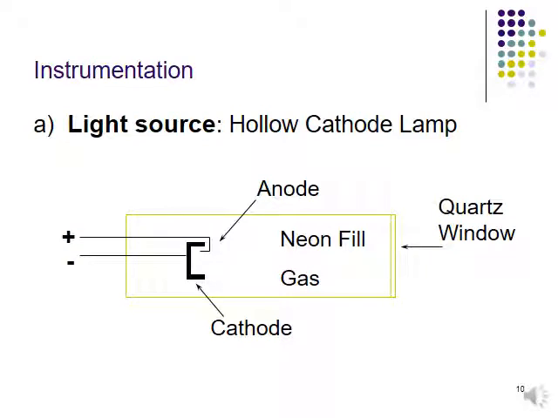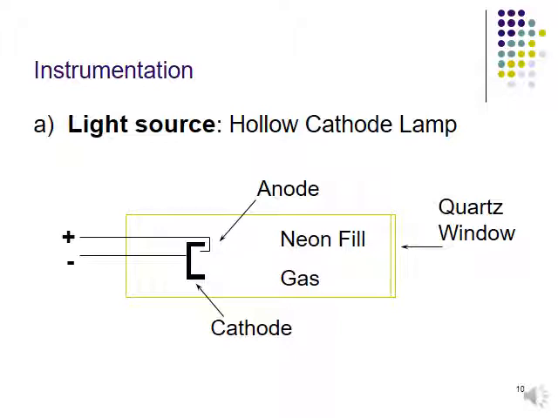Now let's look at the light source. We go from one compartment to another. The first one is what we call the light source. Basically, we use the hollow cathode lamp. This kind of light source will have a positive and negative charge to give a current to supply the electrons, and there is an anode and cathode there, surrounded by neon-filled gas.